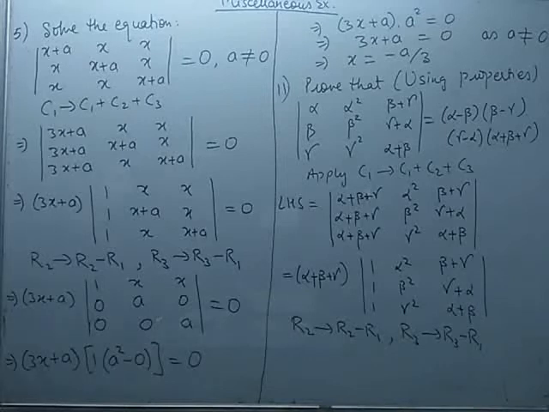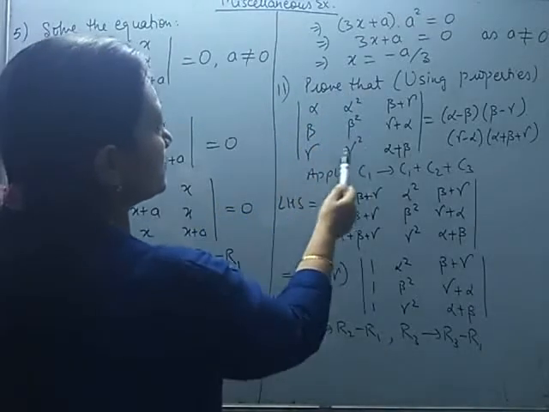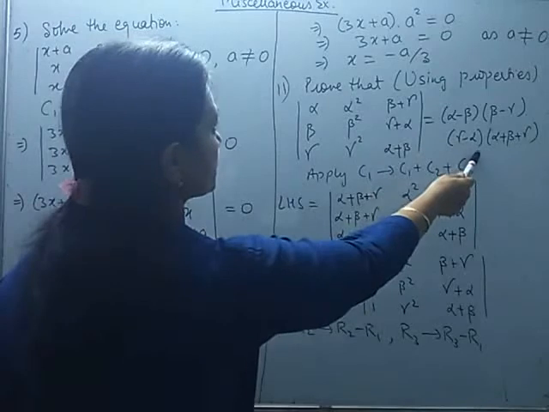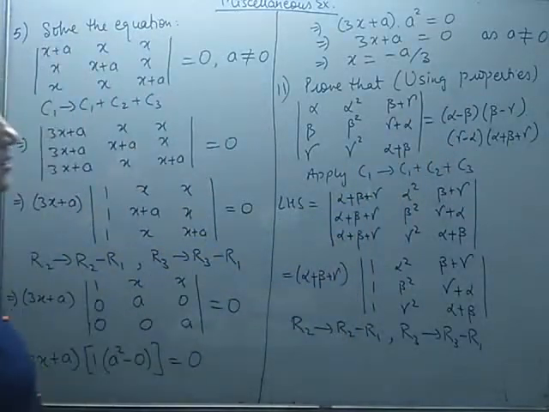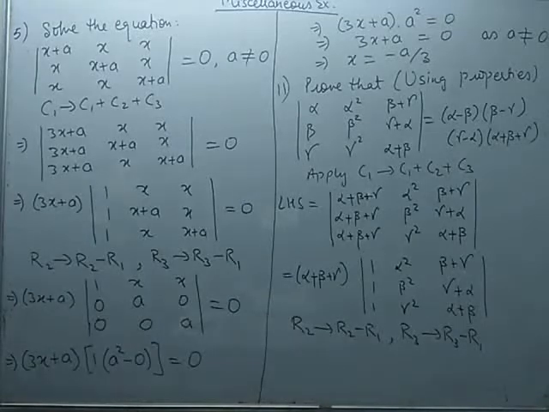Then moving on to the 11th one, where we have to prove this determinant to be equal to this expression, and that is to be done using the properties. So you quickly have a look at the determinant and see which operation is going to make our calculation easy.